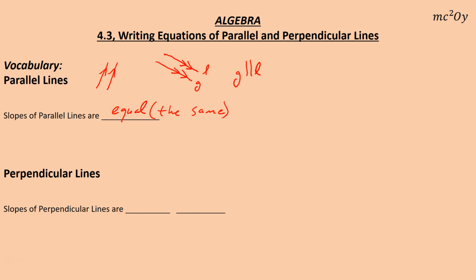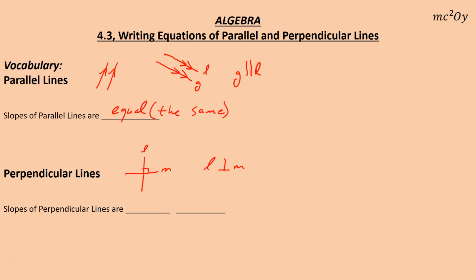Perpendicular lines intersect at a right angle. You have your little right angle marking there. If we said this is line L and this is line M, we'd say line L is perpendicular to line M. Use that upside down T.